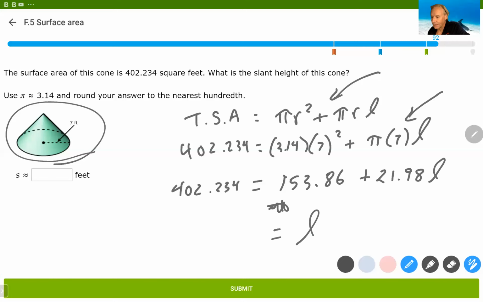And again, it looks like I get 11.30. I'm just going to double check and make sure I didn't make an error. Pi rl is correct, 402.234. I'm just going to double check my work because I'm getting a weird answer. So I've got 49 times 3.14. Yes, minus 402.234. And divide by 21.98. 11.3 again. Okay.